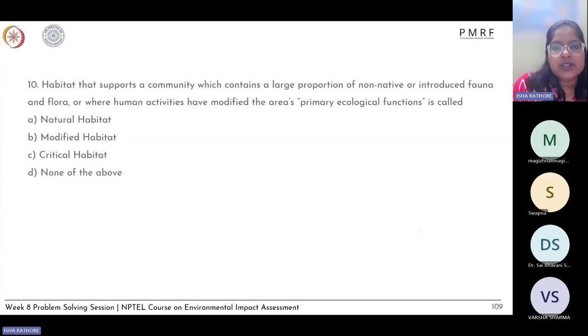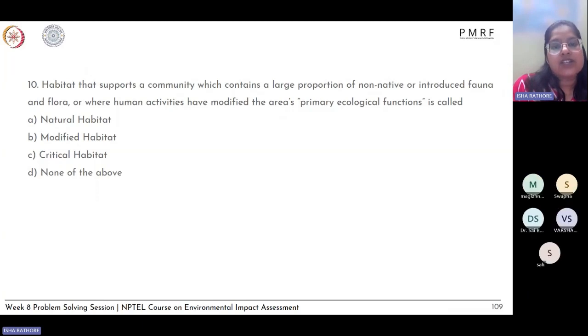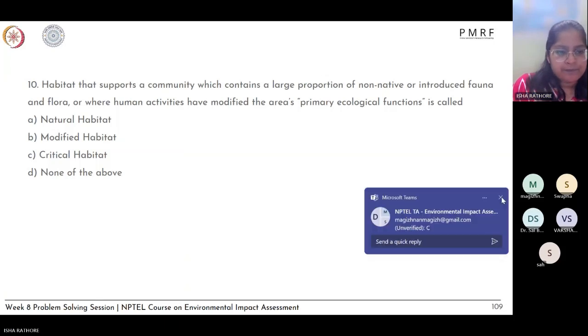Habitats which support a community that contains a large proportion of non-native or introduced fauna and flora, or where human activities have modified the area's primary ecological functions, is called A, natural habitat, B, modified habitat, C, critical habitat, or D, none of the above. We have one answer, C.